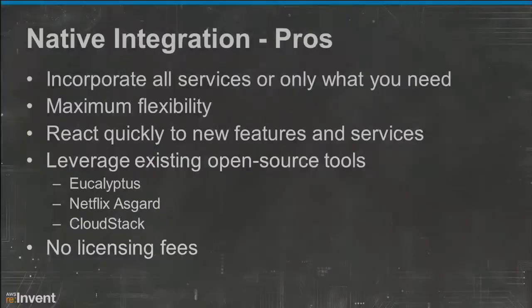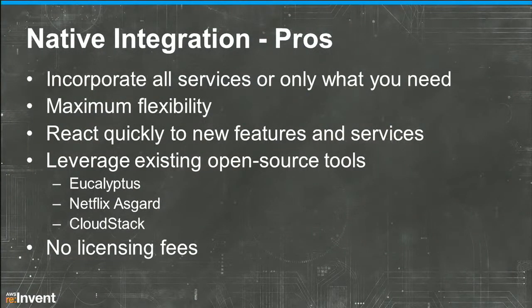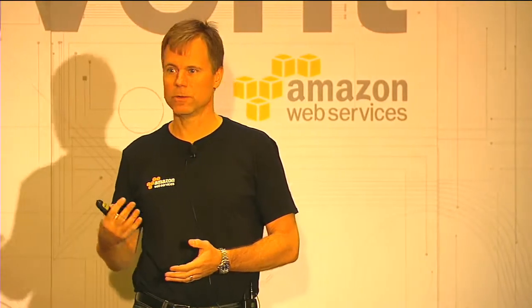So what are some of the pros of native integration? You can incorporate all of the AWS services or only what you need. We launched some interesting new services this morning. I'm going to bet that not every vendor on that logo soup slide that I just showed you is going to have those capabilities available tomorrow or by the end of the week or by the time you get back to your home base. If you own the source code and you own the capability to extend that, you can incorporate those services into your hybrid cloud as fast as you need them. Also gives you a lot of flexibility. You don't have to incorporate services that you don't want into your orchestration tools. Related, you can react quickly to new features and services.